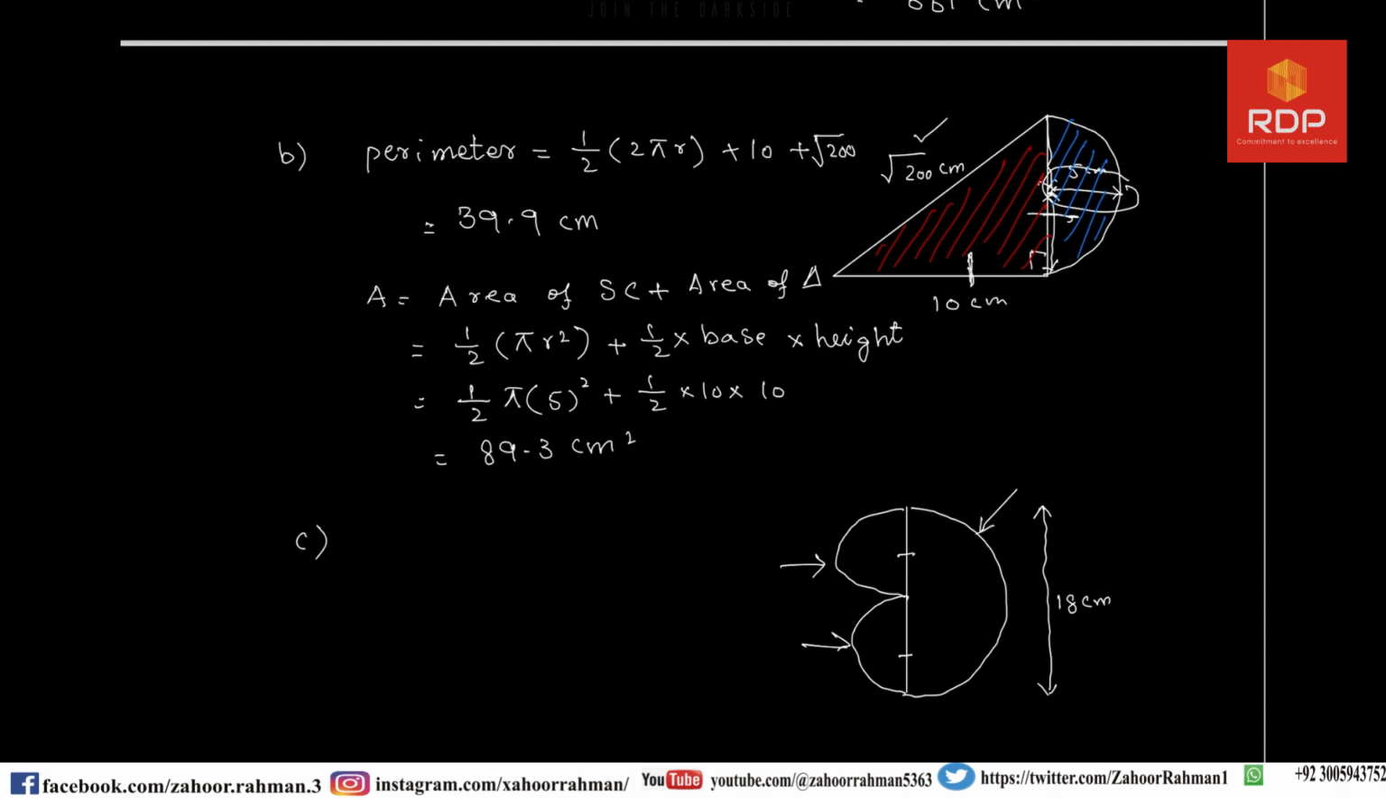Similarly, we have part number C in which there are two small semicircles and one large semicircle. And you know that the diameter given to us is 18. So this radius will be 9 centimeter. This one will also be 9 centimeter.